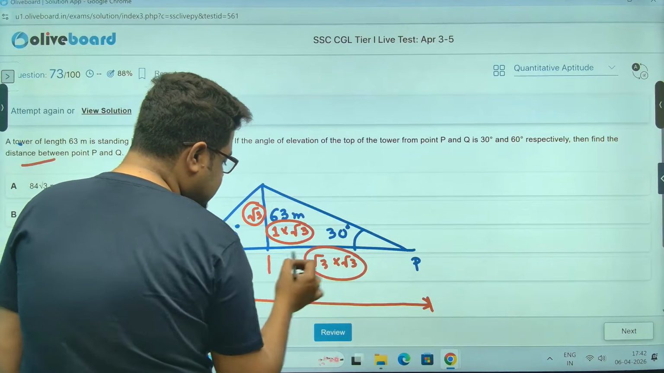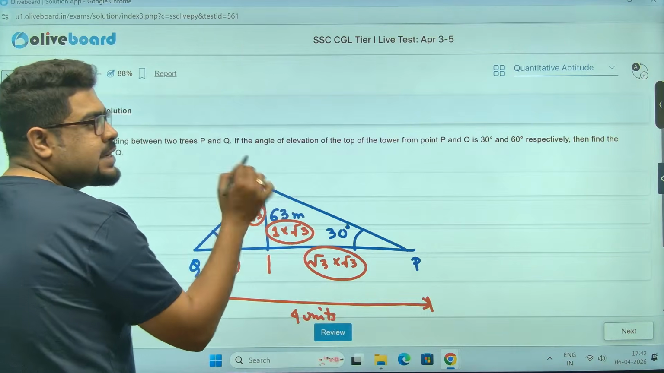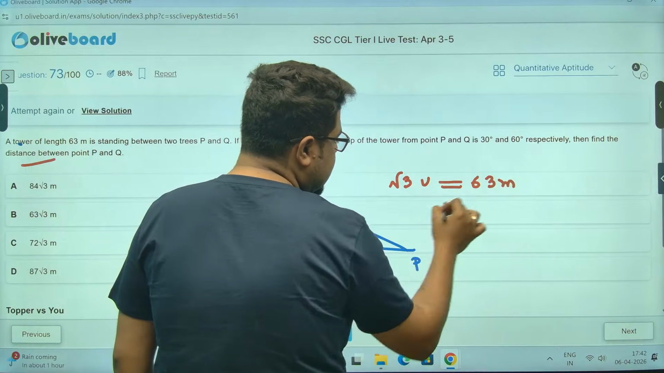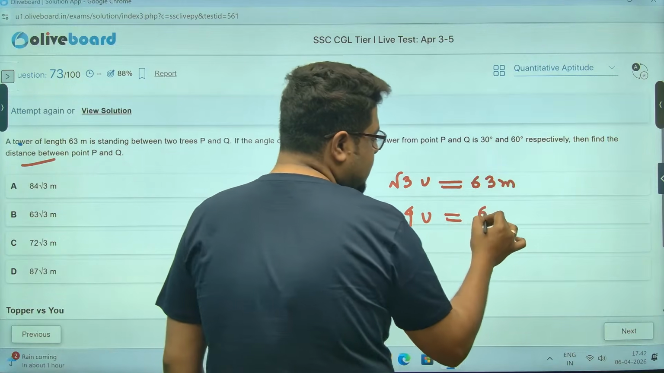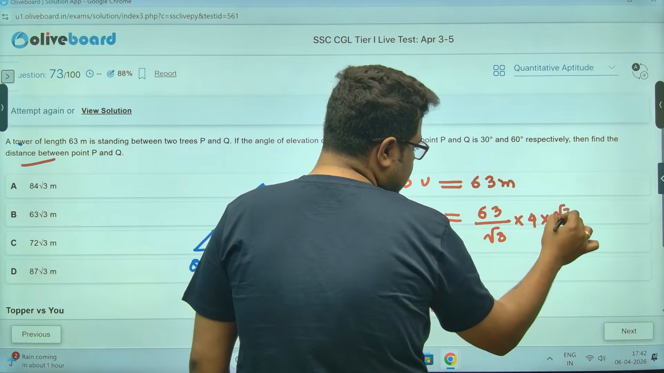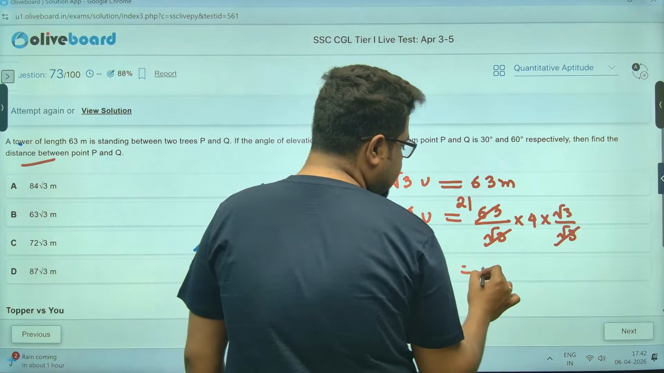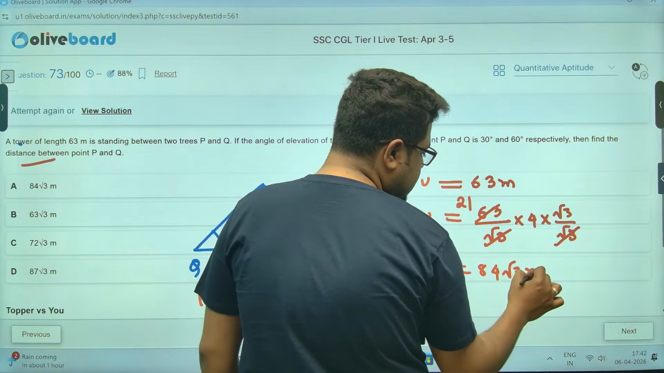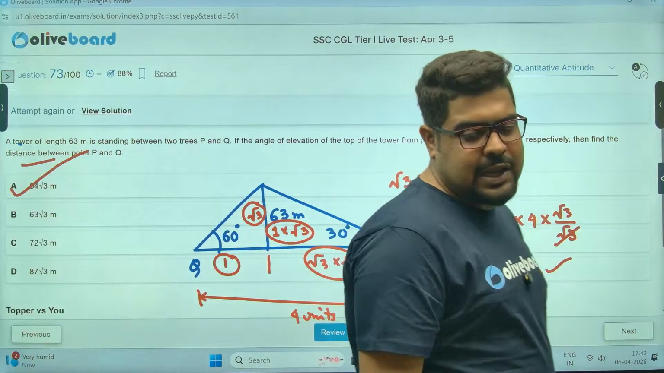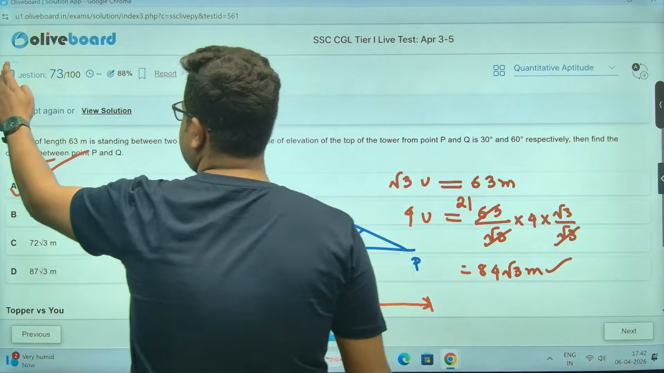So this is 3 units and this is 1 unit, meaning the total distance is 4 units. Root 3 units is equal to 63 meters. I want to find what 4 units is equal to. 63 divided by root 3, into 4. So again, root 3 by root 3, these two become 3; 3 21s are 63. 21 fours are 84 root 3 meters. That's the answer. Sir, option number A. Done and dusted. Khatam. Chalo, chalo, chalo.